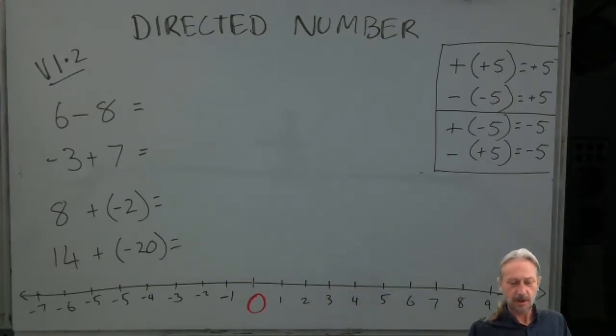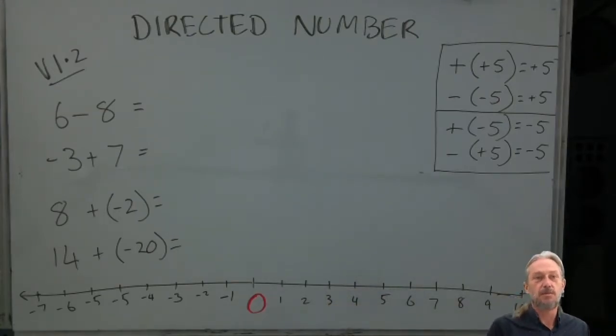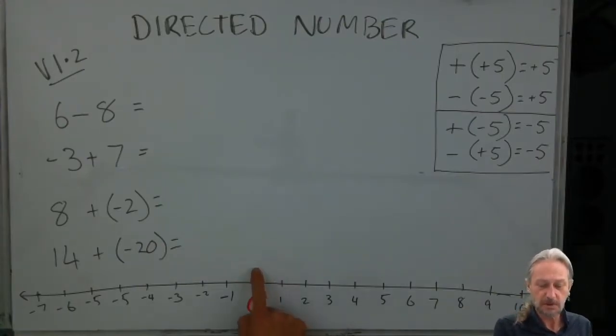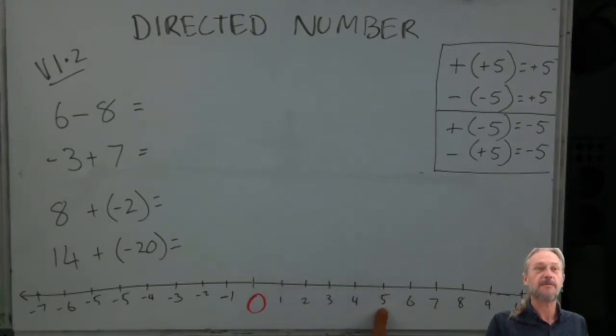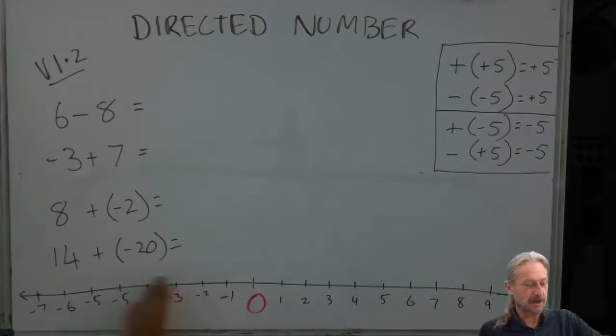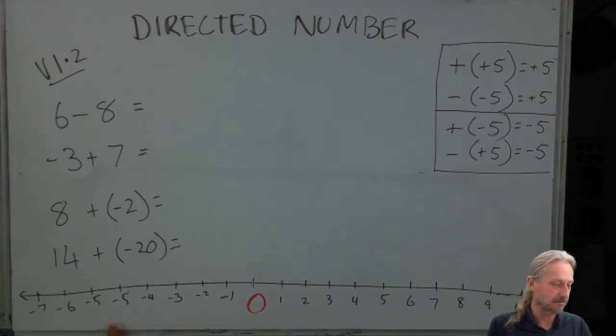For example, let's just say 2 plus 3, we would start at 2 and we would jump 3 spaces and we'd end up at 5. 2 plus 3 is 5. Nothing special there. But what we have to get used to is the fact that sometimes we'll be starting down here in the negative.